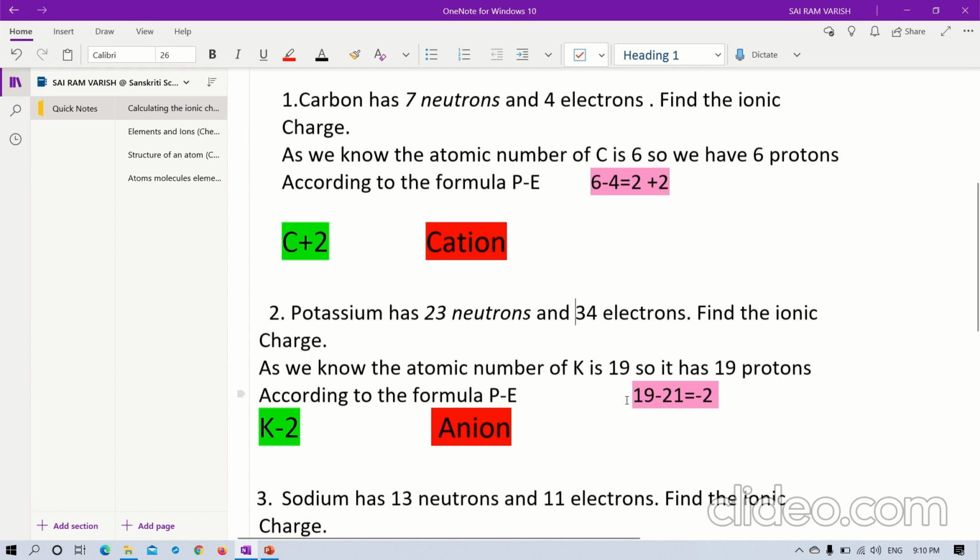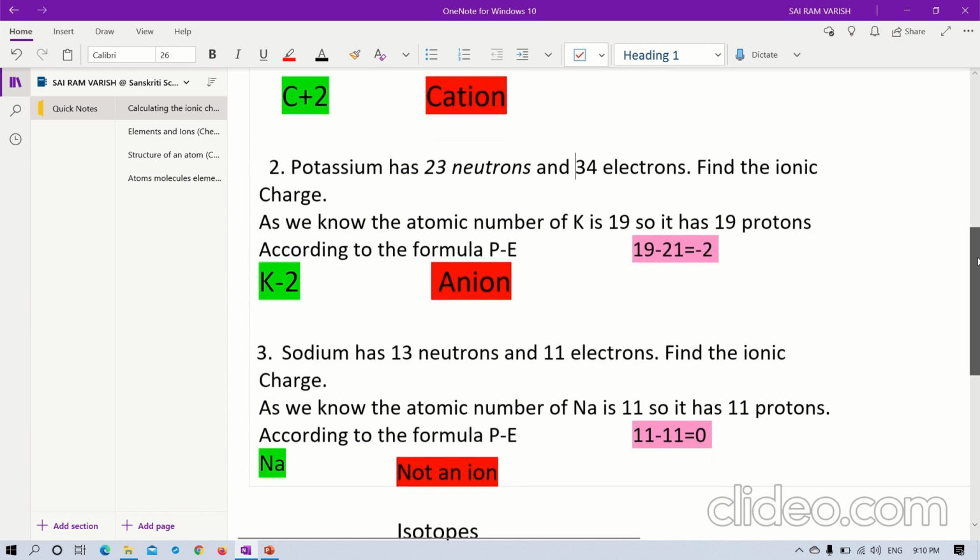Now, let's follow the formula. 19 minus 21. It would give minus 2. So, potassium or K has an ionic charge of minus 2. So, as we know, there is some number coming, so it would be an ion, and it's a negative number, so it would be an anion. Let's move to our next question, the third question here.